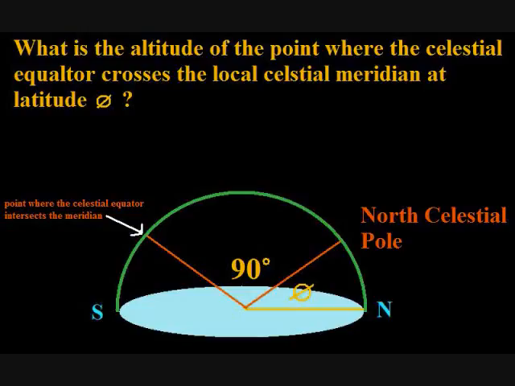Now, the angle between the line from the observer to the north celestial pole and the line between the observer and the point where the celestial equator intersects the meridian is clearly 90 degrees, because there's 90 degrees between the celestial pole and the equator. So therefore, the angle between the horizon and the point where the celestial equator intersects the meridian has to be 90 minus phi, because only then do all the angles add up to 180, as you can see. So therefore, the altitude of the point where the celestial equator intersects the meridian is 90 minus phi.